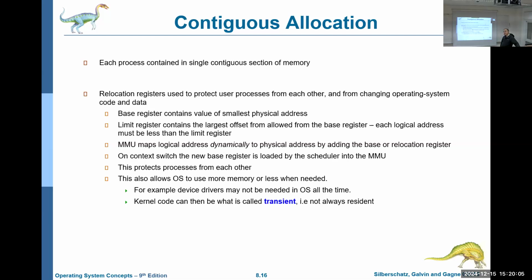Why is that? Well, because you could change where the programs are by changing their relocation registers, and if you're the operating system, you could give yourself more space. For example, device drivers may not be needed in the operating system all the time. I might remove a device driver and then I could give myself less space. The kernel code can then be what is called transient, which means not always resident. So some of the operating system itself could also be swapped out, I think is what we're saying.